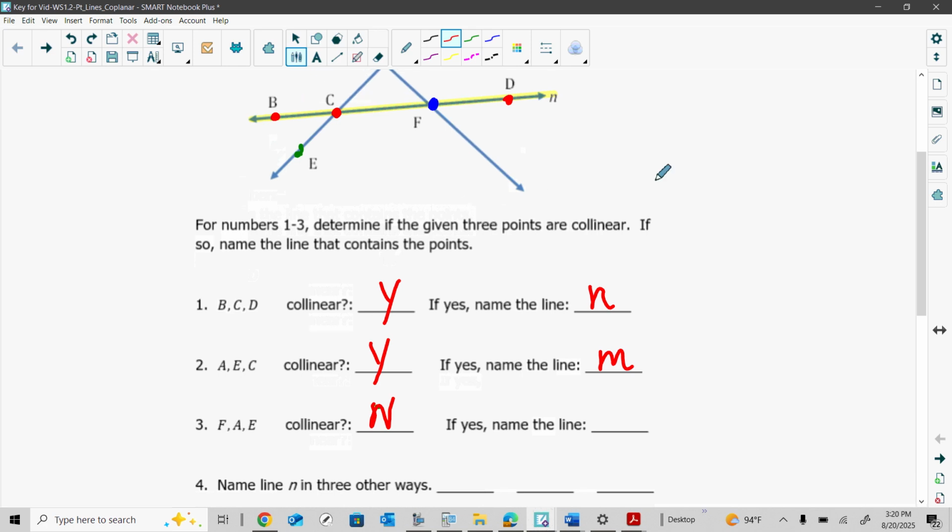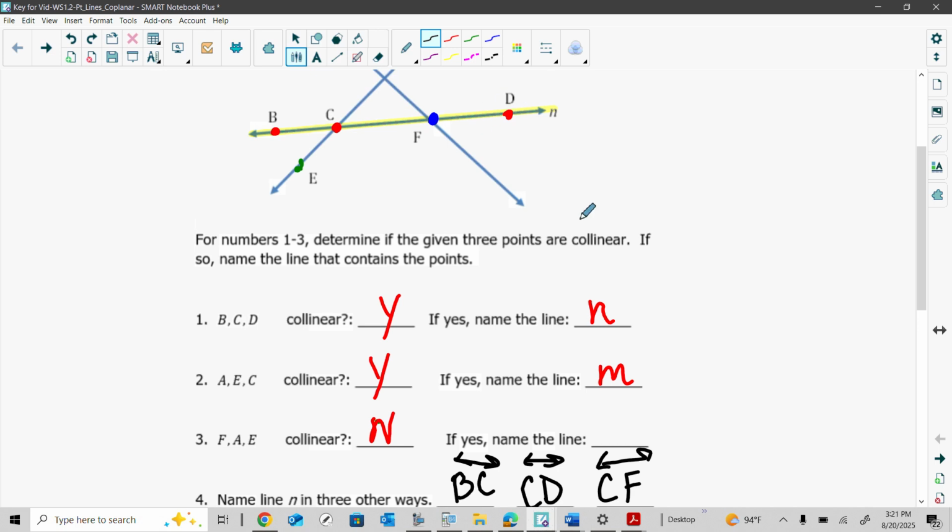I can do B, C. Let me keep it right here so you can see it. So I could do capital letters B and C for those 2 points and with the line symbol. I can do CD. I could also do CF. I can do DF. There are many ways of naming this line as long as I'm using 2 points.